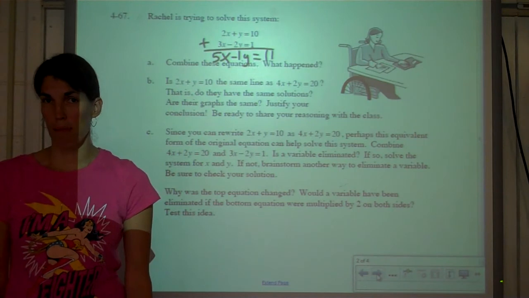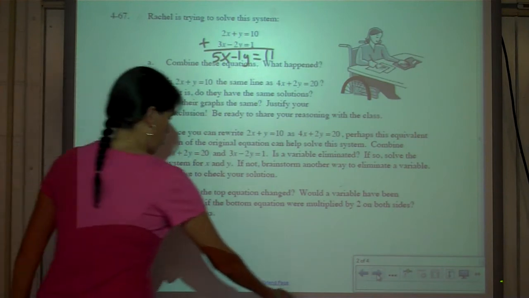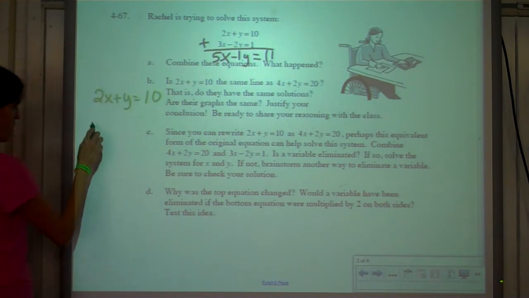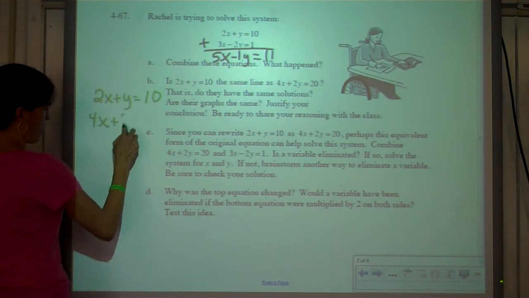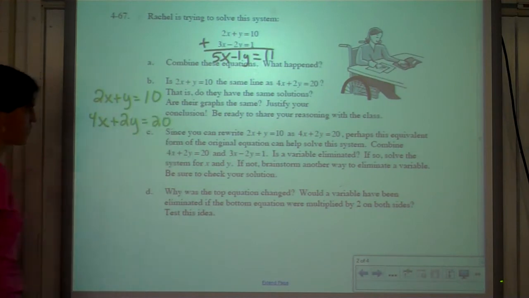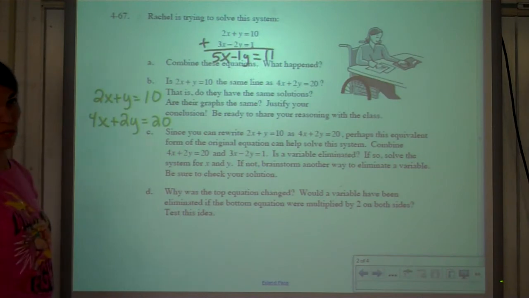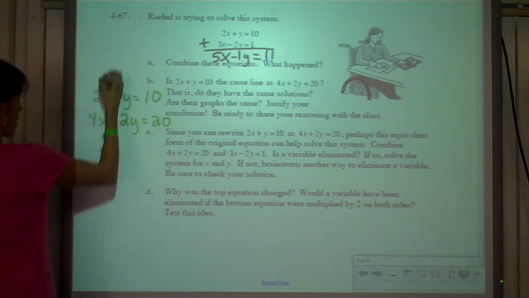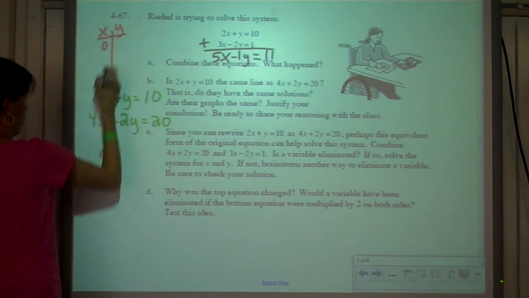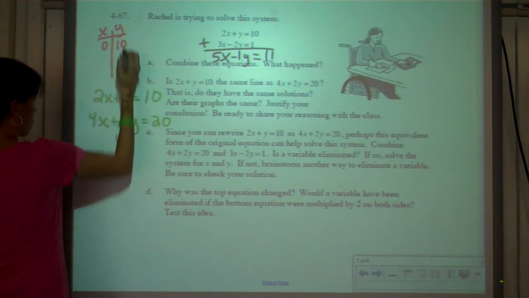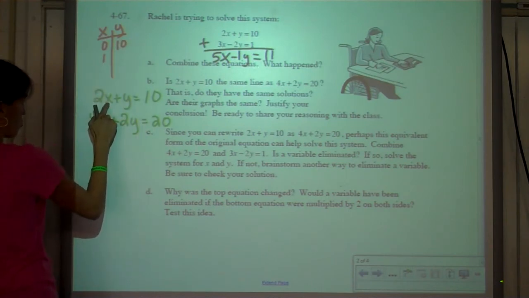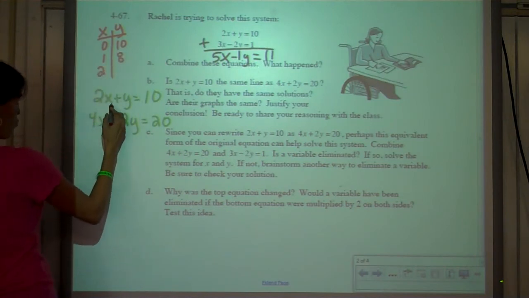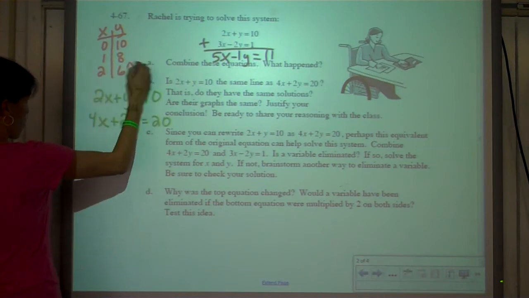So what do you think? Do you think they are the same line? In other words, is this the same as this? Do they have the same solutions? I mean, there's one way to check quick. If I pick a 0 for x, 2 times 0 is 0, 0 plus 10 is 10. If I pick a 1, 2 times 1 is 2. 2 plus what number gives you 10? I put a 2 in, 2 times 2 is 4, 4 plus 6. Okay, that's the table for this graph.